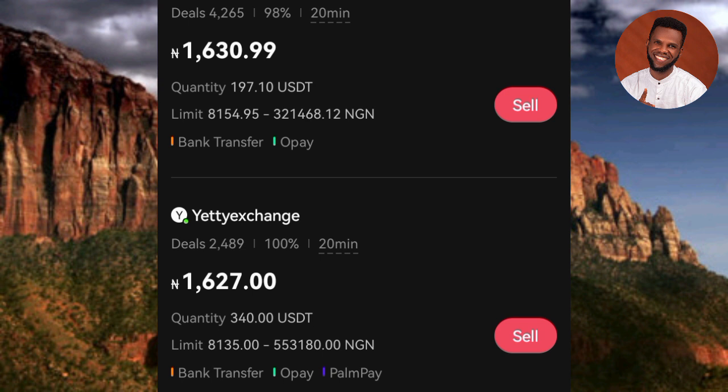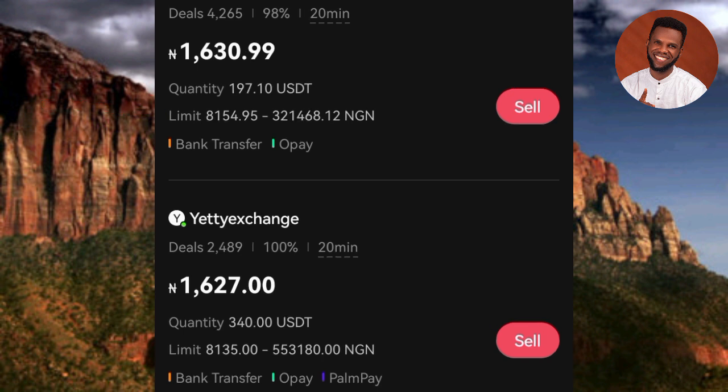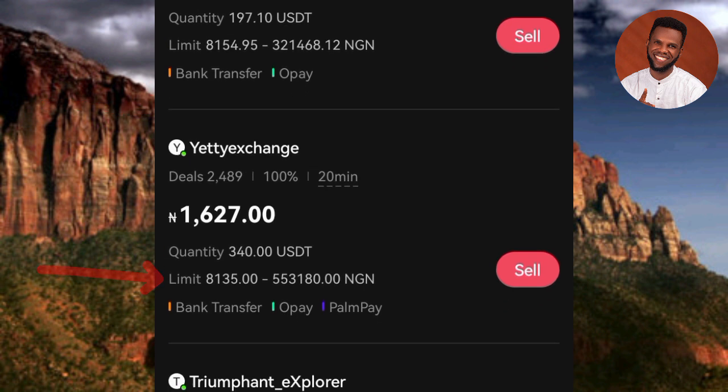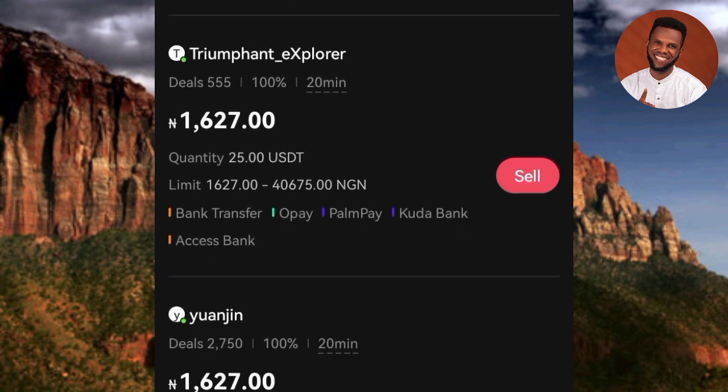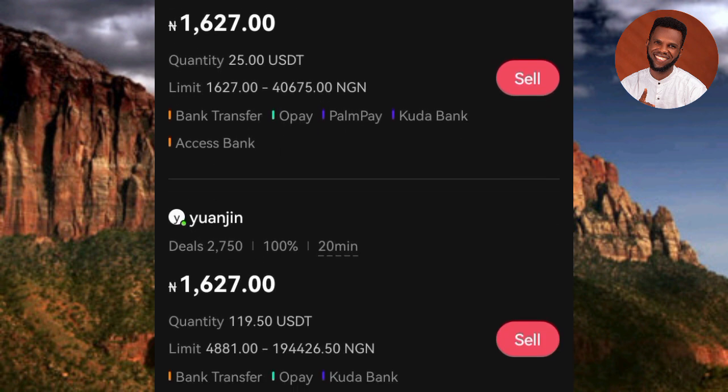You can see the payment method for this person is bank transfer, and that's what I want. You can see right here, bank transfer. And also the limit of this person is from 8,000 to 321,000. You can see it right there. And this one also is from 8,000 to about 500 and something thousand. You can scroll through to see so many prices, so many limits.